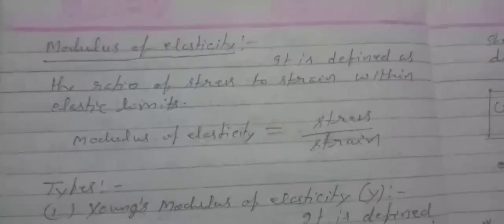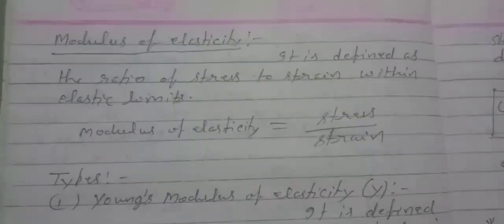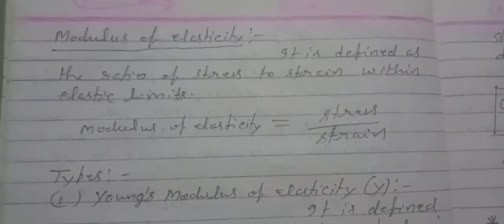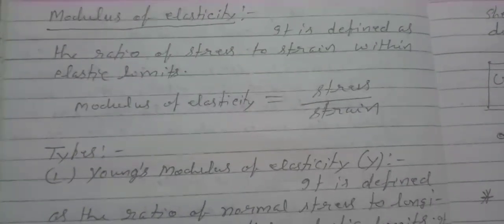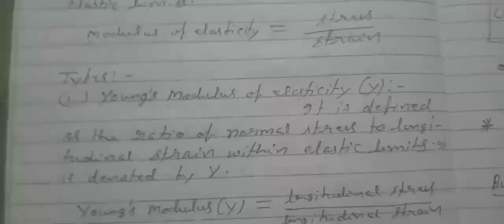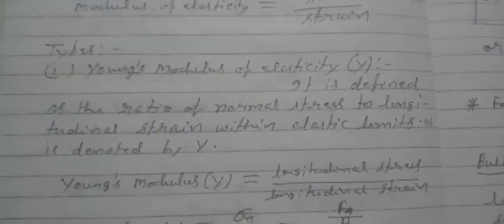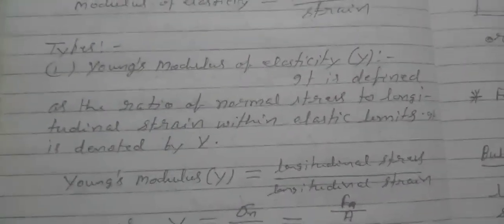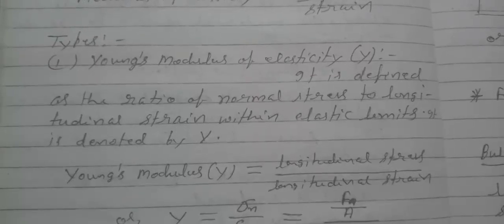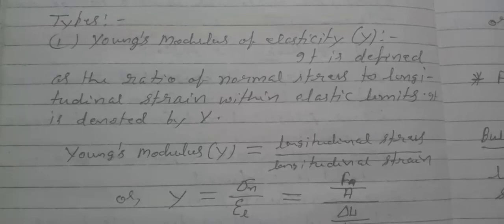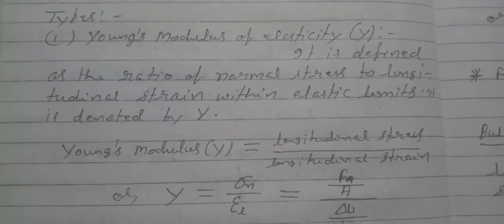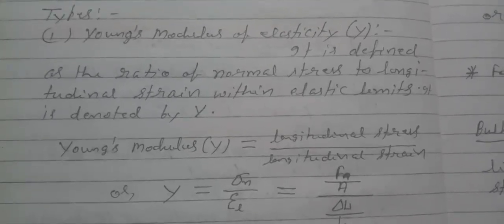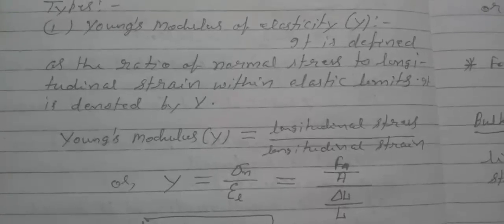Our next topic is modulus of elasticity. It is defined as the ratio of stress to strain within the elastic limit. That is, modulus of elasticity equals stress by strain. Types of modulus of elasticity. First, Young's modulus of elasticity, represented by Y. It is defined as the ratio of normal stress to the longitudinal strain within the elastic limit. It is denoted by Y.